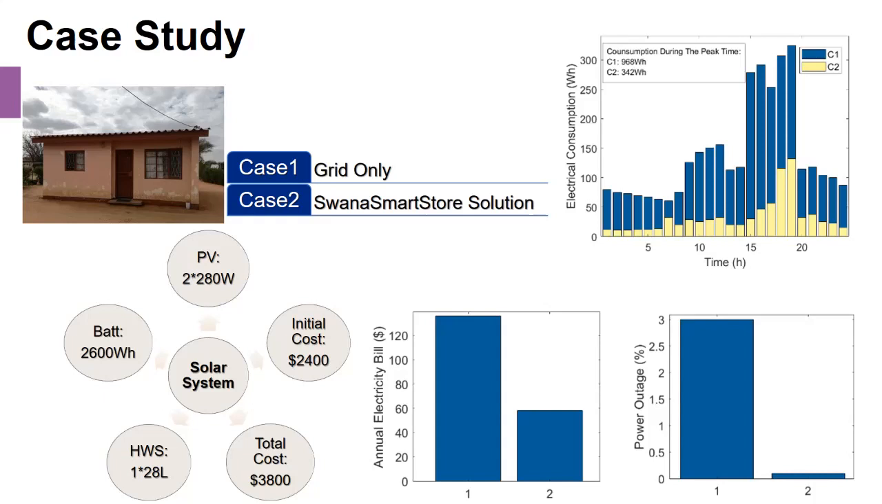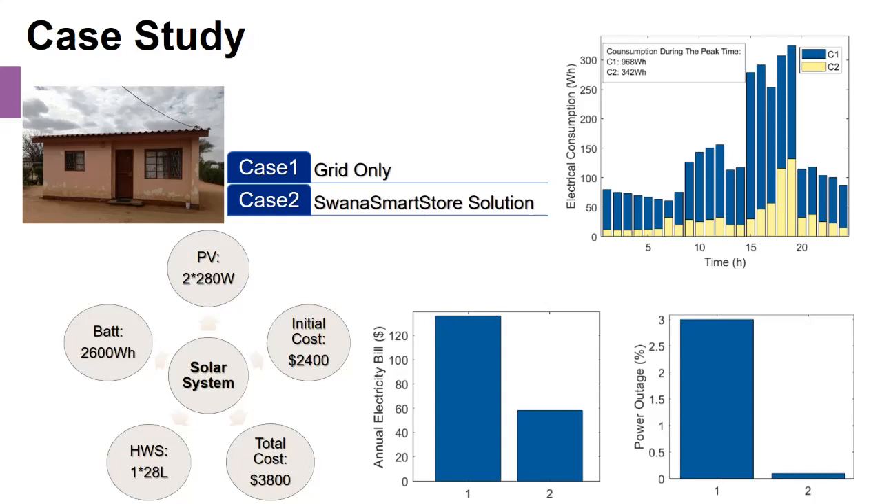Case 1 is grid only. In this case, we assume that the electrical loads of this house are only supplied by the utility grid. And case 2 is using SwanaSmartStore solutions and using PV and battery to supply electrical loads and a solar collector to supply hot water demands of the customer.